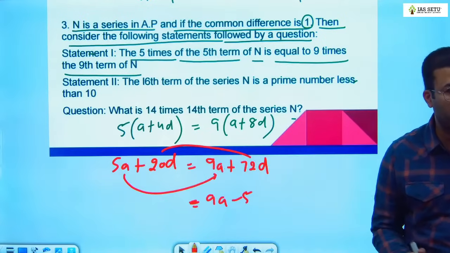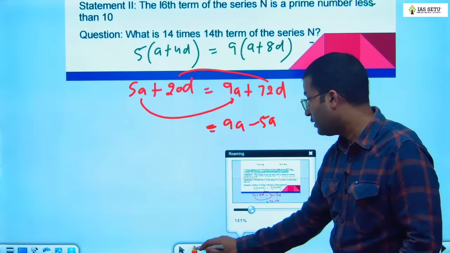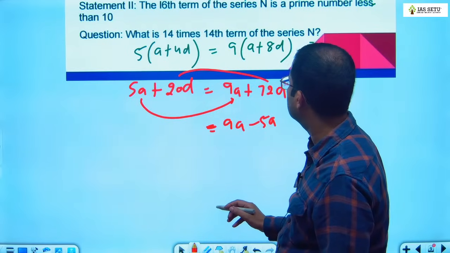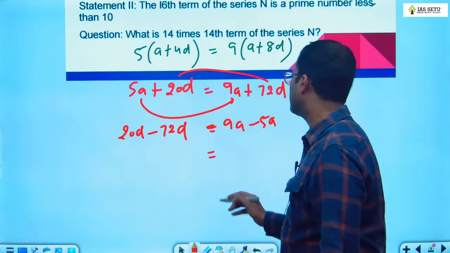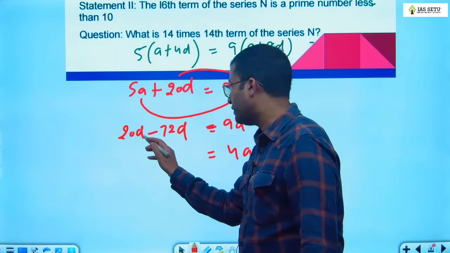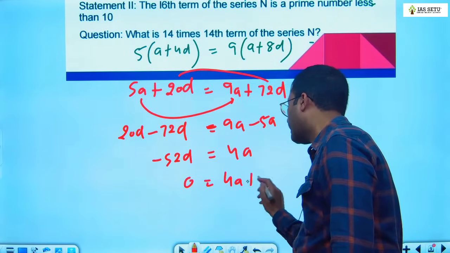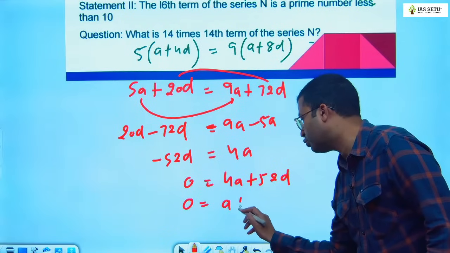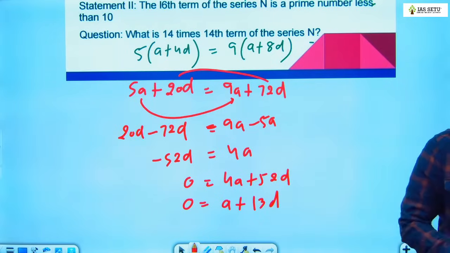Because 5 plus 9 is making 14, isn't it? Look how. Here you take 9a minus 5a. That side is negative. Yes, 20d minus 72d. So here what we get is 4a is minus 52d. You take minus 52d this side. So 0 is equal to 4a plus 52d. Take 4 common, you take the other side, that will be 0. So 0 is equal to a plus 13d. And what is a plus 13d? The 14th term. We can't find what a is and what d is, but d is written in it: common difference is 1.